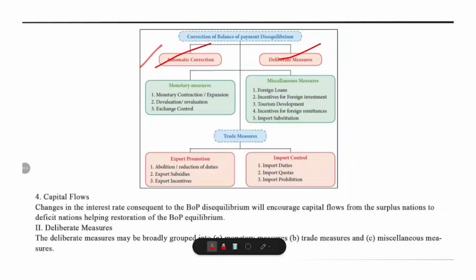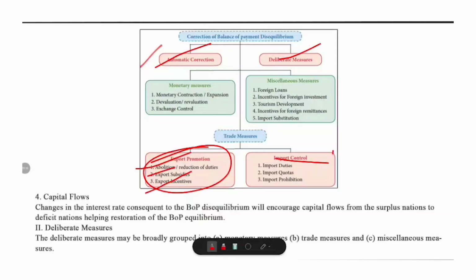And the trade measures focus on altering imports and exports to correct BOP. It includes both export promotion and import control. Export promotion: abolition or reduction of duties, to make exports cheaper. Then export subsidies, where the government provides financial support to exports. Then export incentives, that is tax exemptions, special finance or other benefits to encourage export.